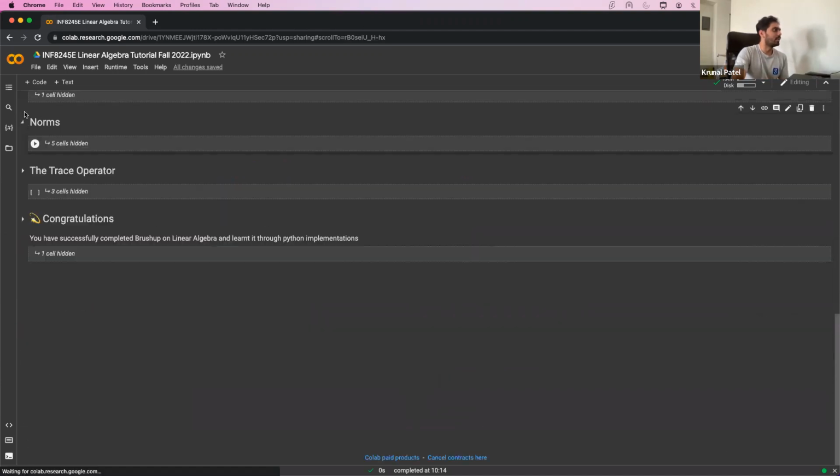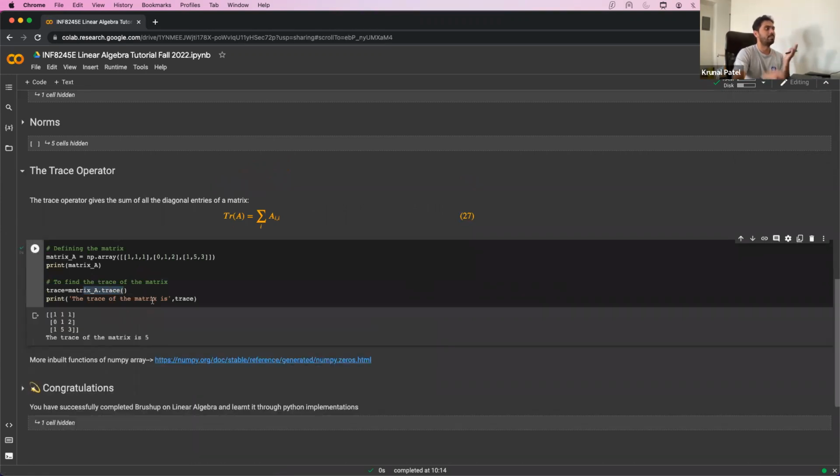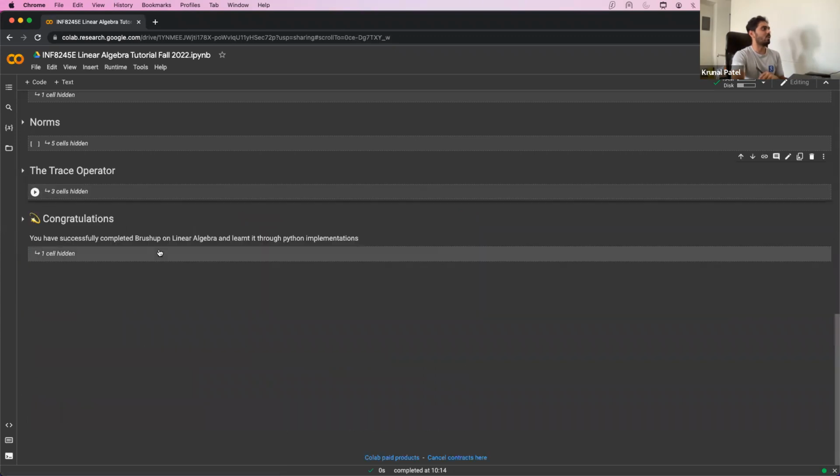So that was norms. The trace operator is kind of a trivial thing, just the sum of all the diagonal entries is your trace. How do you do it? Just matrix.trace. That's it in Python. Right? So for the trace of the matrix, just do matrix.trace, and it will compute the trace for you. So that computes the trace operator.